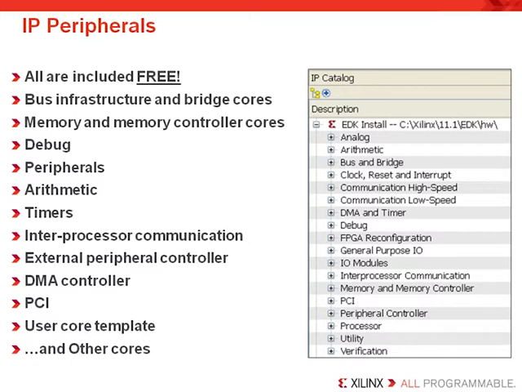Now, as I mentioned, there is a lot of IP included with EDK that applies to both MicroBlaze as well as the PowerPC 440 processor systems. All of this IP is free, and this includes what you see listed on the slide, including bus infrastructure and bridge cores, memory and memory controller cores, debug components, peripherals, arithmetic functions, timers, components for inter-processor communication, external peripheral controllers, DMA controllers, PCI cores. Well, some of the PCI cores do have a charge associated with them, but as well as that, there is a supported user core template which allows you to build and customize your own core, your own peripheral.